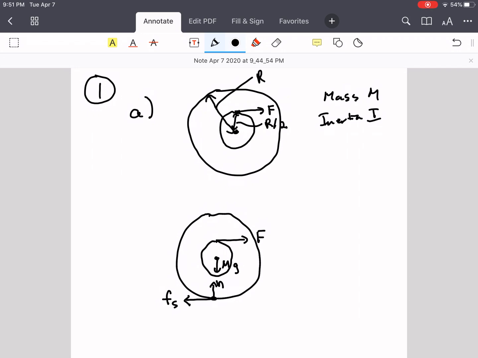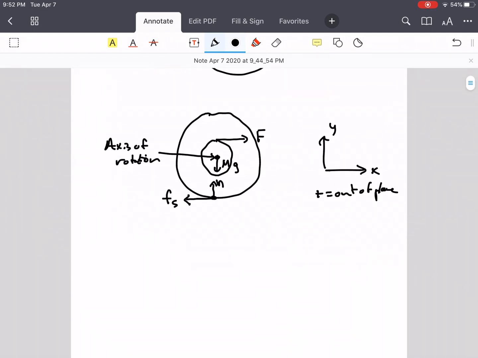Again, remember that when we do rolling without slipping, we want to consider translation of the entire object, and we want to consider rotation around the center of mass. So the axis of rotation is just going to be the center of mass here. We'll do our usual thing, introduce coordinate axes, x, y as usual, and z as usual is going to be out of the plane. And now we use Newton's laws.